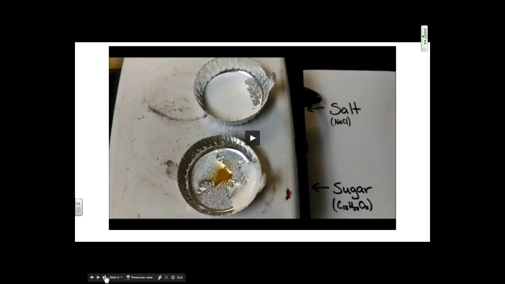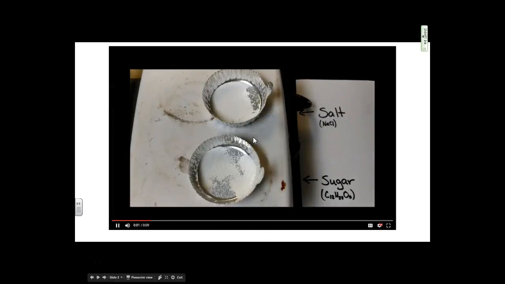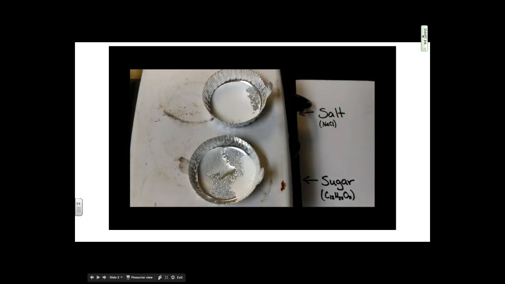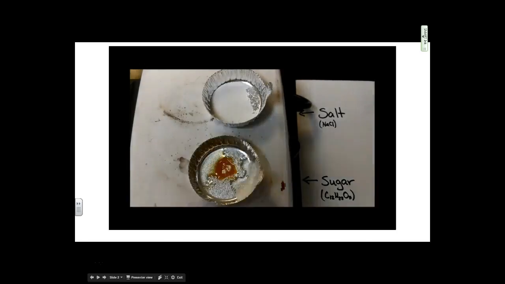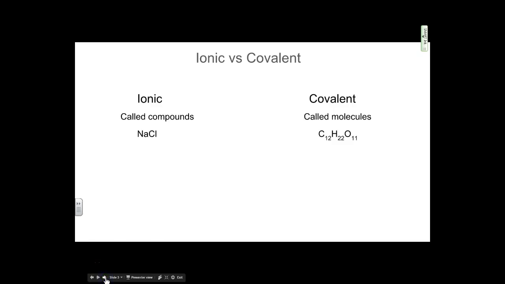Okay. First, we're going to look at the melting points of these two substances. I put them on a hot plate and expose them to exactly the same amount of heat. And you can see the sugar begins to melt and does so very quickly, while the salt remains unchanged. So what we can say from that is that ionically bonded substances have higher melting and boiling points, whereas covalently bonded substances have lower melting and boiling points.